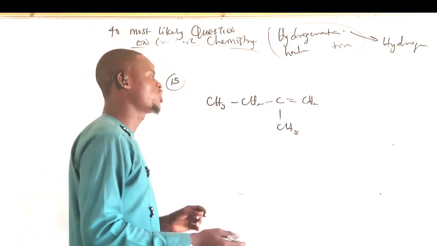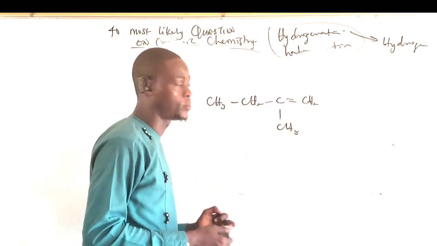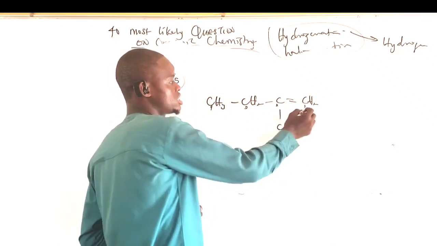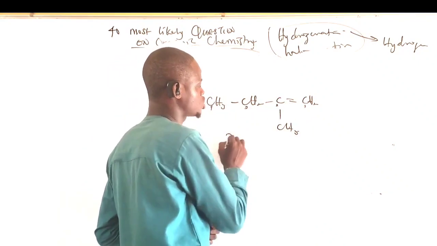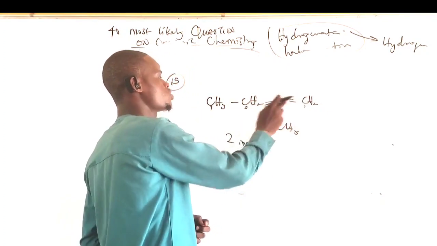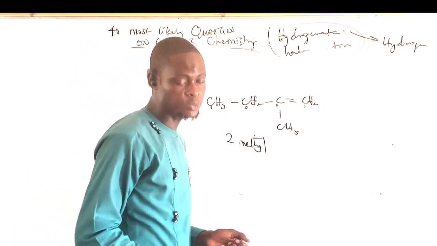Now, how do you name? If you don't understand how to name, watch my previous video that I did on naming of organic compounds. So I numbered this 1, 2, 3, 4. This is at carbon 2, that is 2-methyl. The family name for 1, 2, 3, 4 is butane.